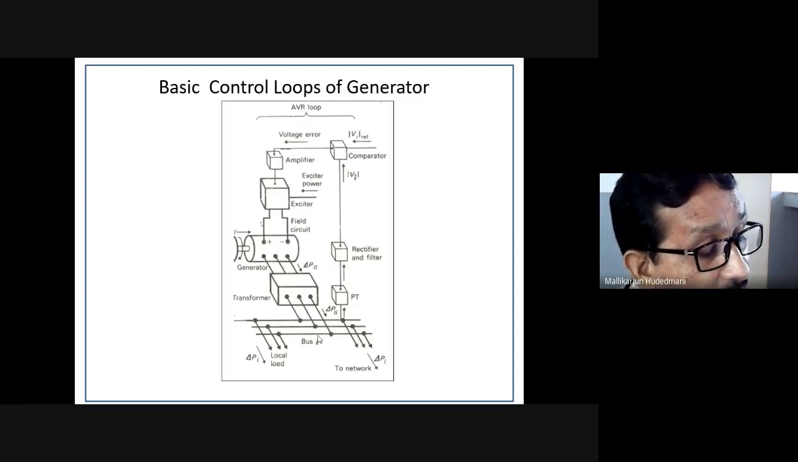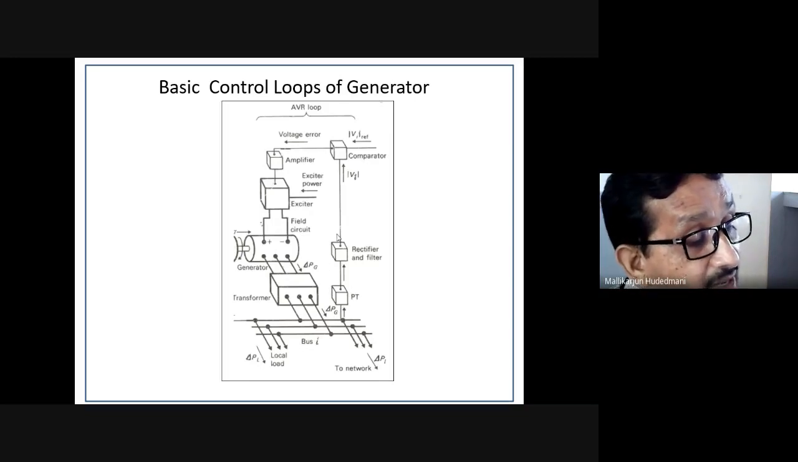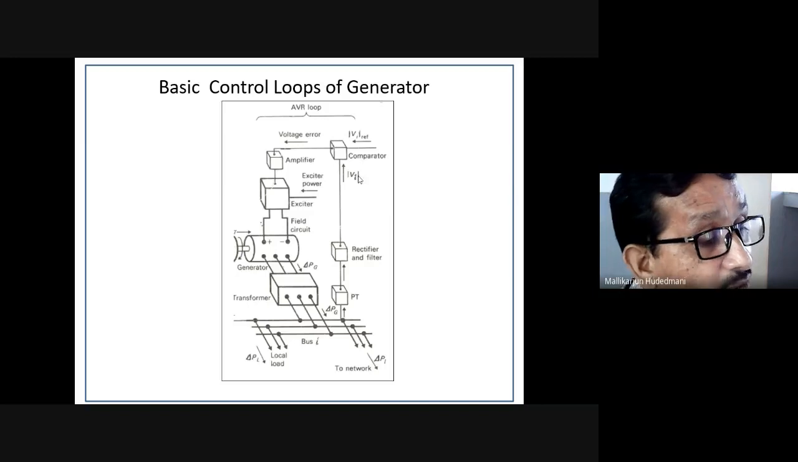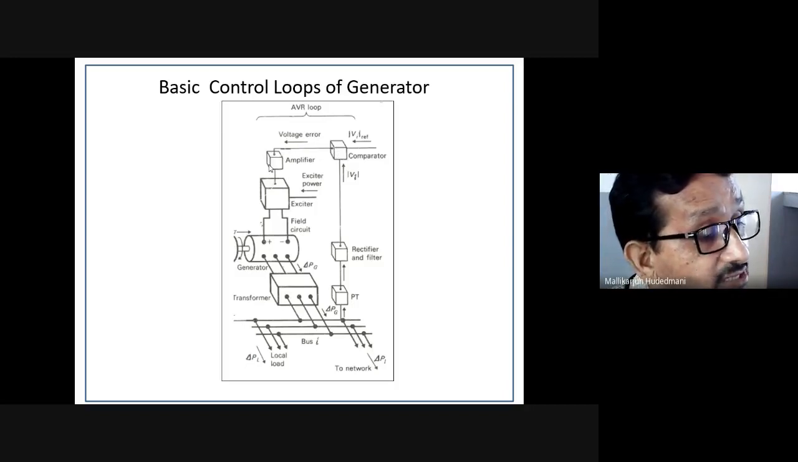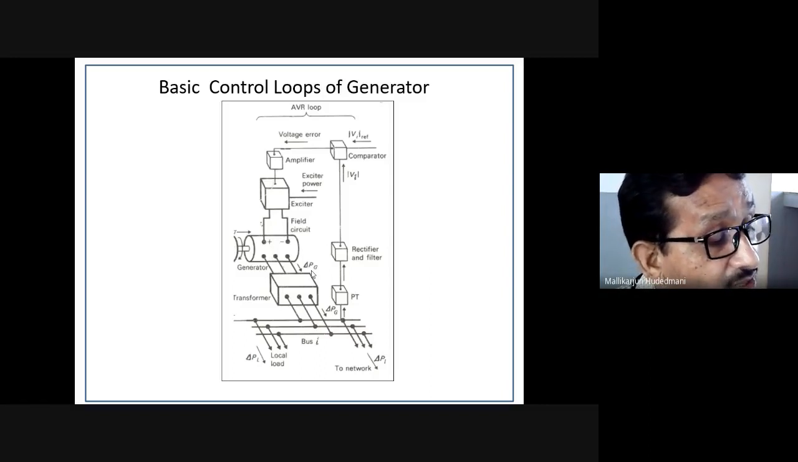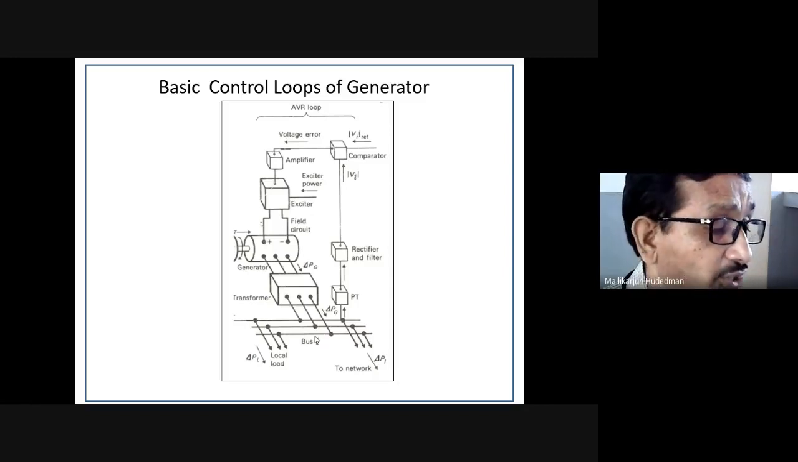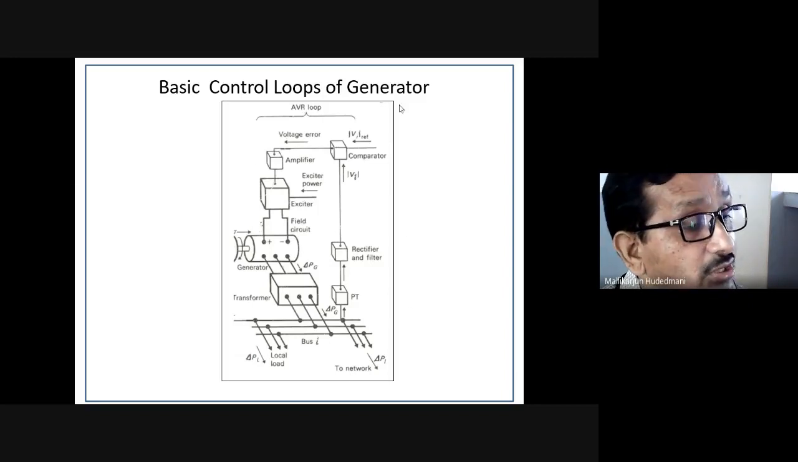This generator is developing the power. At what voltage? Line voltage. That line voltage is monitored through a potential transformer, PT, and rectified to a DC, and that DC value is compared with a reference set point. On comparison, any error, if it develops, that error is processed, magnified, and applied to the exciter accordingly to increase or decrease the excitation so that line voltage is as expected from the machine. So that is the management of automatic voltage regulation connected to the synchronous generator.